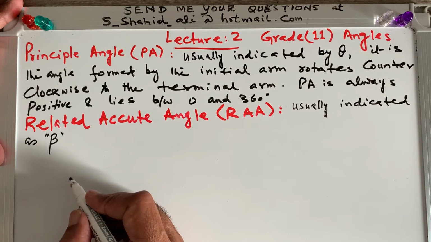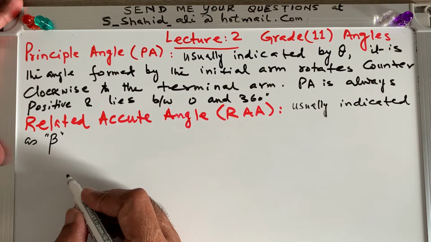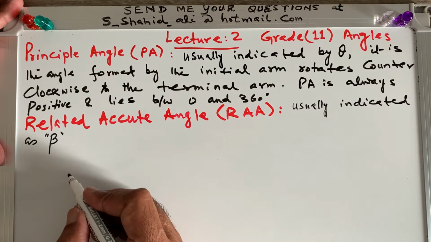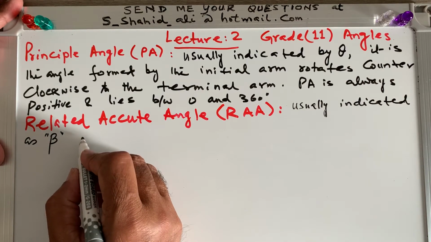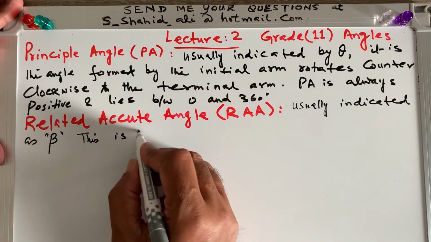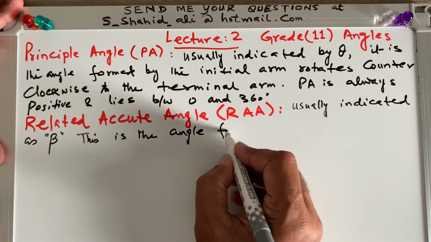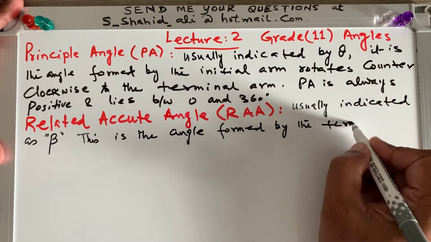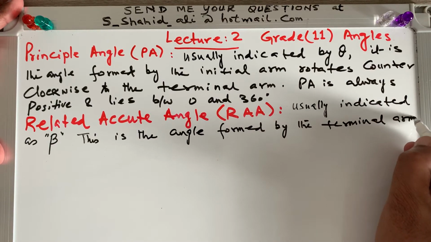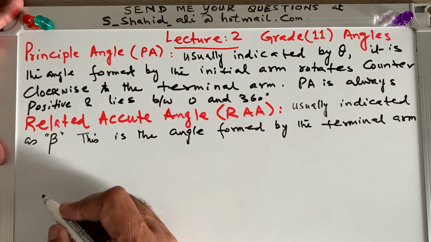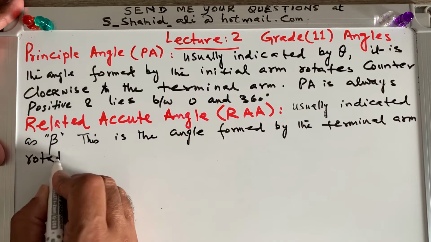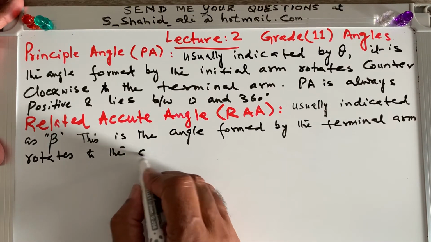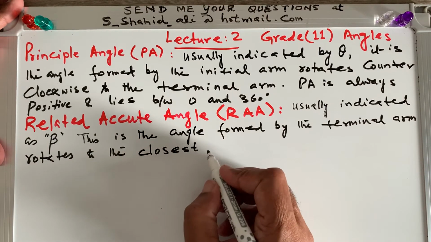This is the angle formed when the terminal arm rotates to the x-axis, and the x-axis has to be the closest, right? So this is the angle formed by the terminal arm rotating to the closest x-axis. What does it mean? We will learn on the graph. Closest x-axis, right?